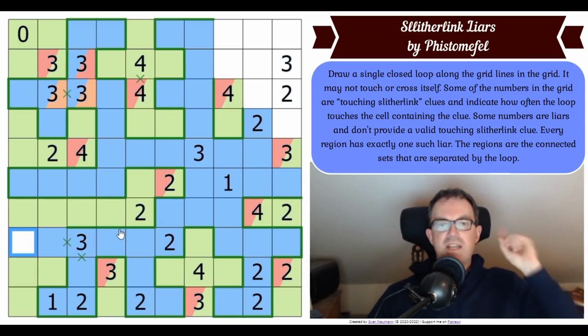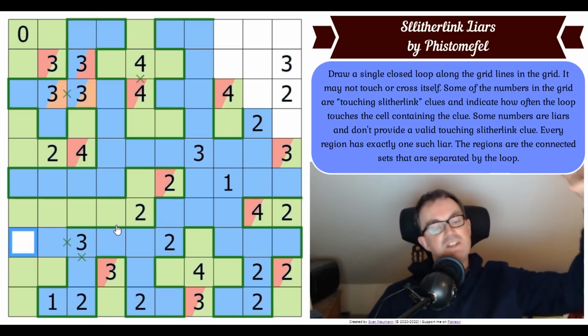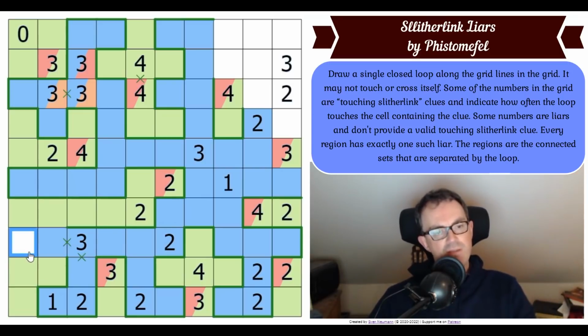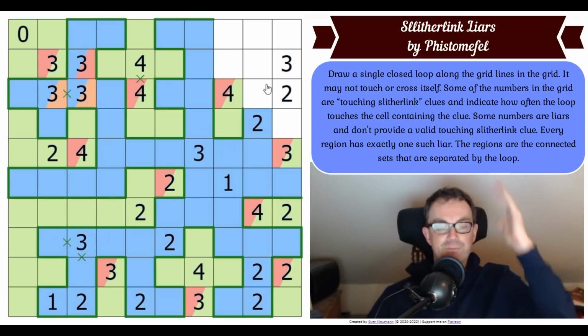Every green region has exactly one, well, every region has exactly one layer. So if this was blue, this light region hasn't got a layer in it, so it's green. And that gets drawn in. And we've just got this little isolated puzzle, I think, in the top right of the grid to do.